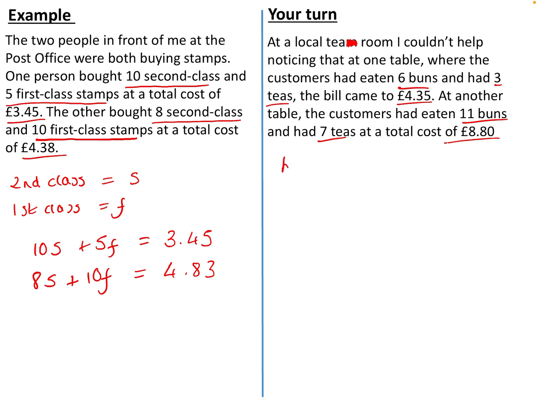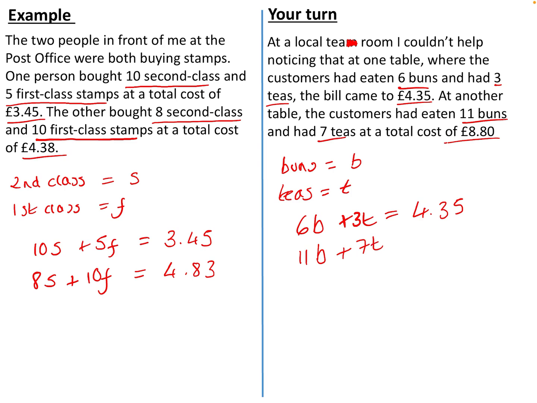So we're going to say that buns are equal to B and that teas are equal to T. The first table, we had 6 buns, so that's 6 lots of B, and 3 teas, so that's 3 lots of T, and that came to £4.35. At the second table, they had 11 buns, so that's 11B. They had 7 teas, and that came to £8.80. And that's that. They might then ask you to go ahead and solve these, but for now, I just want you to get used to writing the questions down.